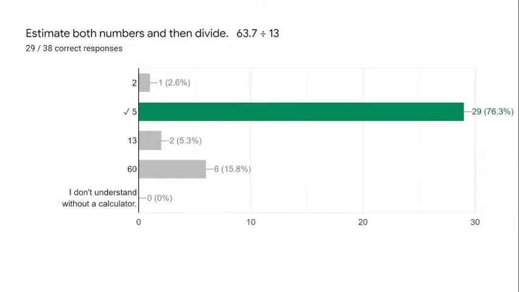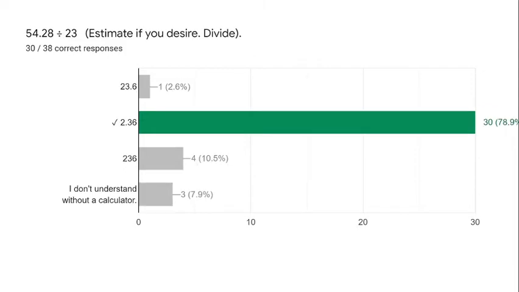The majority of students got this one correct, and I think it's because they estimated. All right, if we take 60 and we divide that by 10, then it is approximately 6. And the closest number out of any one of those, 2, 5, 13, and 60, is 5. 5 is closer to 6 than any other number. Here we go. Here's another estimation problem with division.